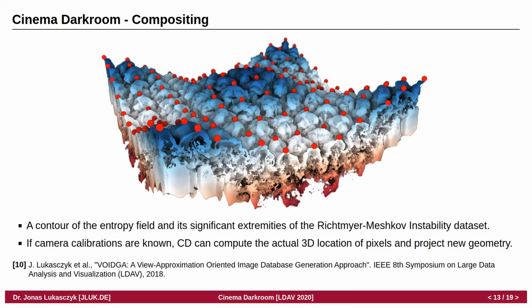If we additionally know the camera calibration that was used to generate a G-buffer, in other words, the position, orientation, and view box of the camera, then we can actually recompute the 3D world location of each pixel.